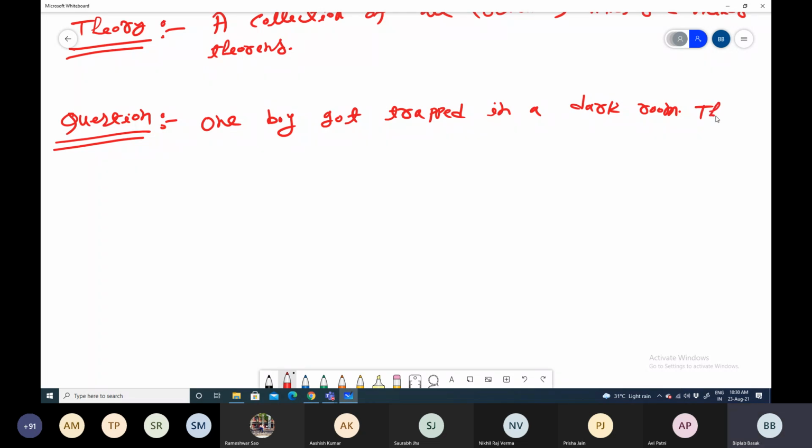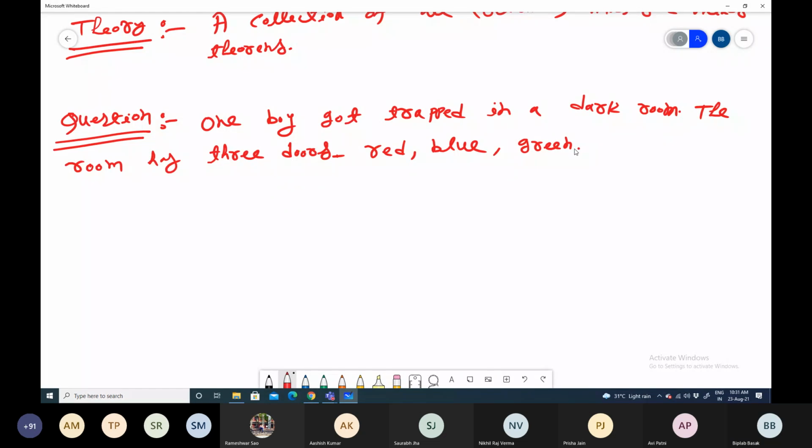Okay. Now the room has 3 doors. So one is red door, blue door, and green door. Okay. So for an example, you can assume that you got trapped into a room which has 3 doors, red, blue, and green. Okay.